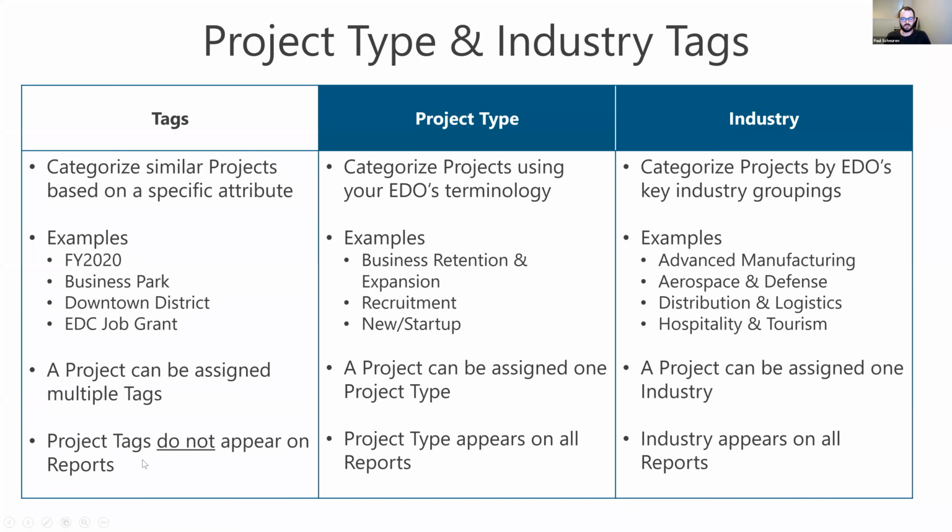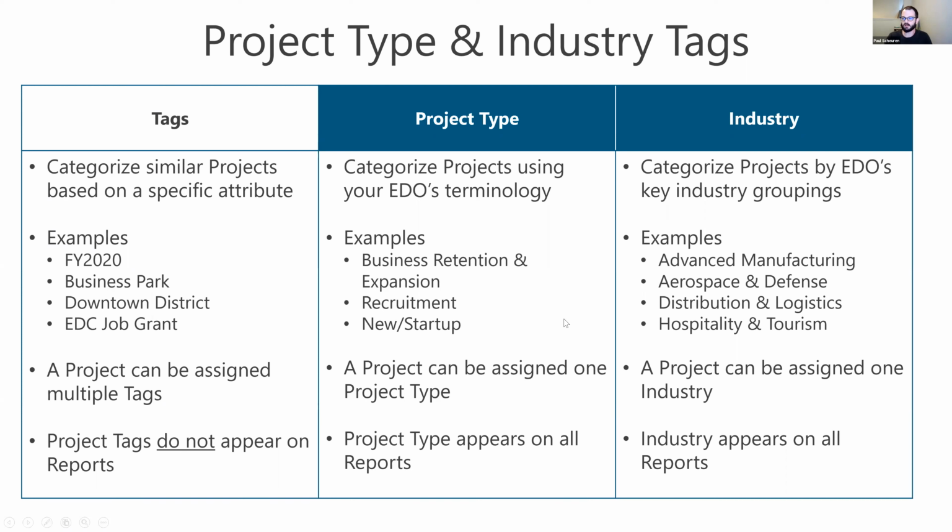And as it notes here again, project tags do not appear on the reports. So you can use internal lingo that you don't necessarily want to broadcast to others when you print off the reports. You can do that with project tags. You're not going to see those anywhere but on the user's side of the app. It will not be on the printed reports. Now, project type and industry are going to be included on the reports.